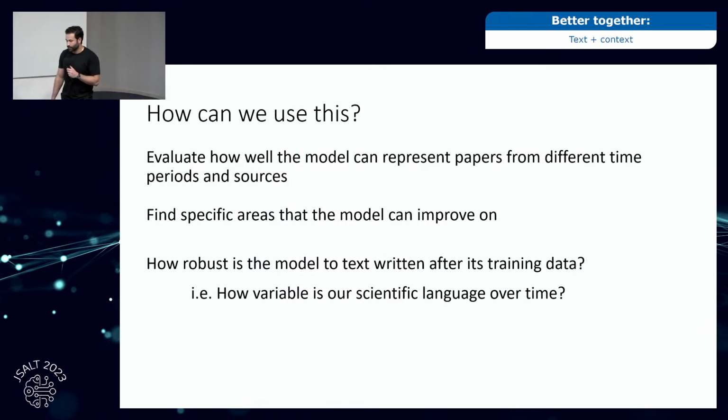We can use it to evaluate how well the model can represent papers from different time periods and different sources. Using this analysis, we can find specific areas where the model can be improved. And we can also start to make some predictions. For example, how robust is this model going to be to text written after its training date? And related to that question is how variable is our scientific language over time? How many new things will be coming in that we'll have to handle?